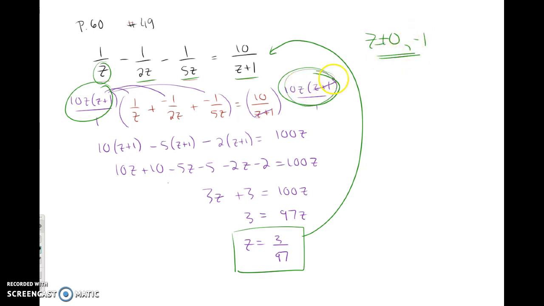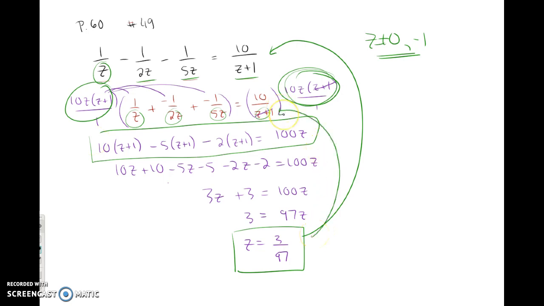Because when I multiply by this variable expression, I lose all of these restrictions on the bottom and I just end up with this equation here. So I lose those restrictions. If my answer happens to be one of those restrictions, that would be an extraneous solution. But 3/97 is obviously not one of those, so my answer is 3/97.